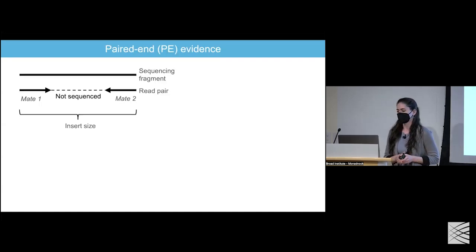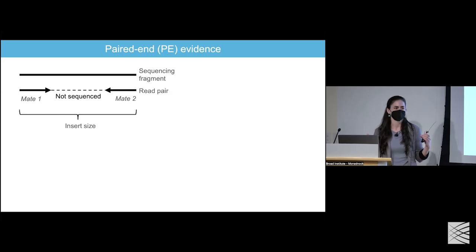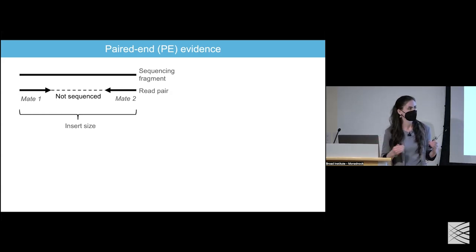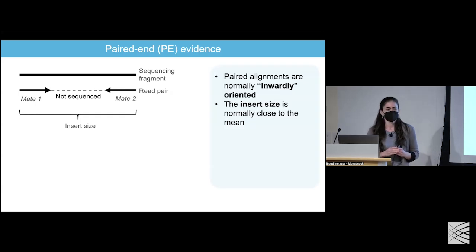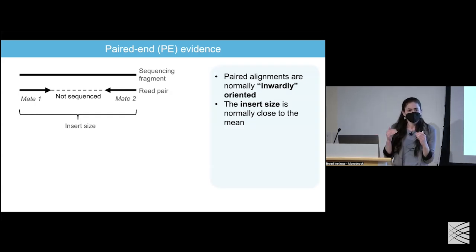Next, let's talk about paired end or PE evidence. So with Illumina sequencing, we sequence from both ends of a sequencing fragment. Those ends are called mates, and they form a read pair. And we expect the paired alignments to be oriented inwards. And the insert size, or the distance between the mates, is expected to be close to some typical size, close to the mean.